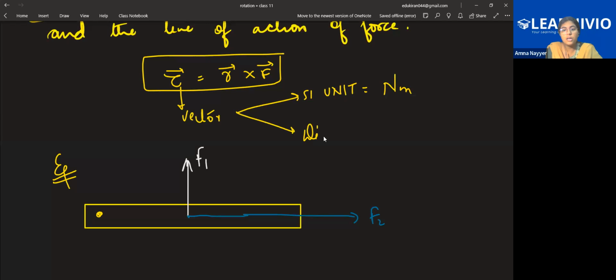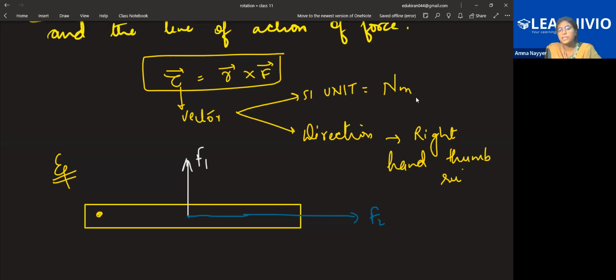When we are talking about the direction, you use the right hand thumb rule, but here you don't need to apply it. How do you use it? You take the right hand, put your thumb along the direction of the axis, and then curl the fingers. That will give you the direction. But do not remember it in class 11th, you don't have to actually use it there.